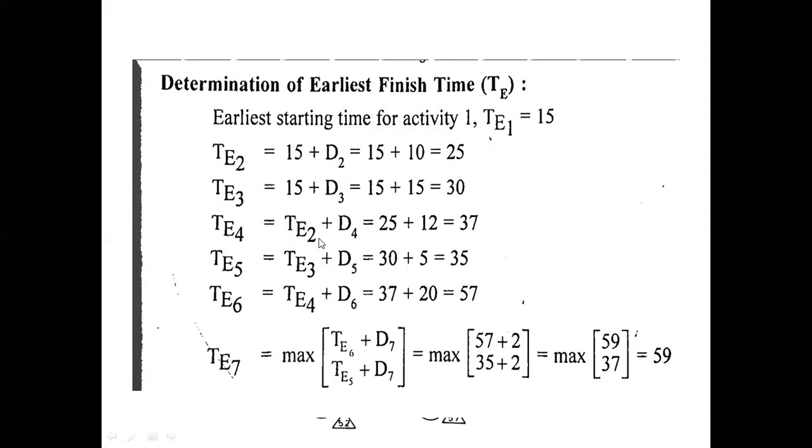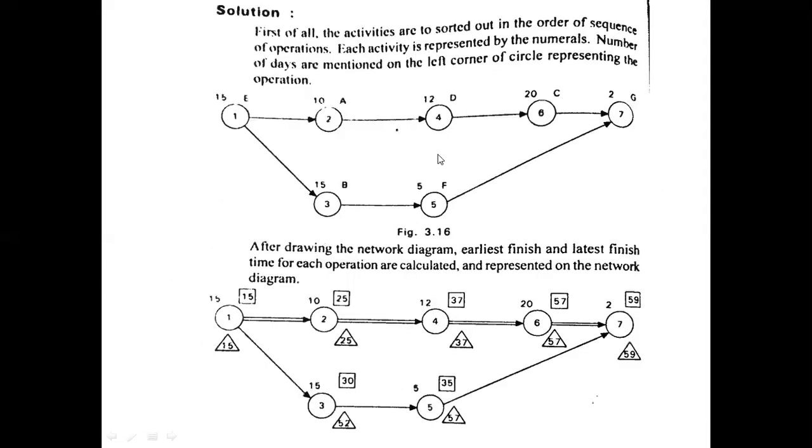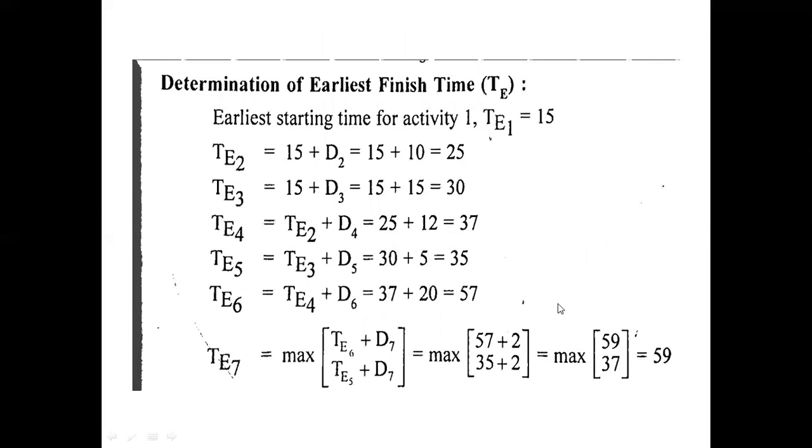For T4, it is T2 plus the duration of 4, that is 12. So how much are we going to get? 15 plus 10 is 25, and 25 plus 12 is 37. So here we are going to get 35 and then 57. So we are going to get two paths, no?